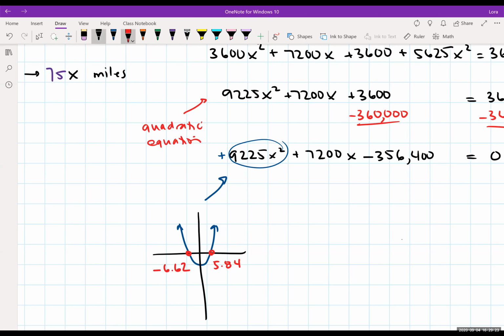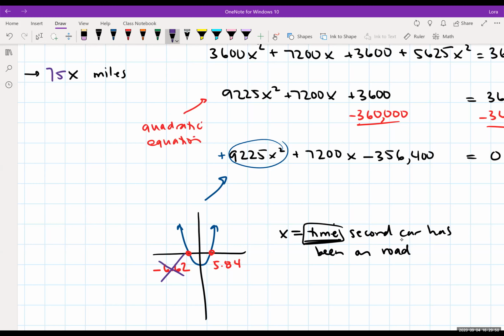Now keep in mind what X stands for. X stands for the time the second car has been on the road. So when you talk about time, can you have negative time on the road? And you're thinking, no, that wouldn't make sense. So remember how these are all associated with real life situations. So that first zero, I shouldn't have even wasted my time on it. But I always like to do this to help you guys see that sometimes we forget. We're so involved in the problem. So it looks like we do have X equaling about 5.84 hours.